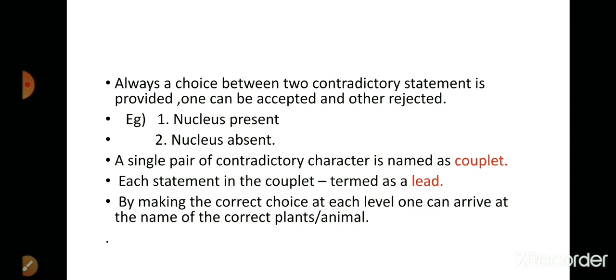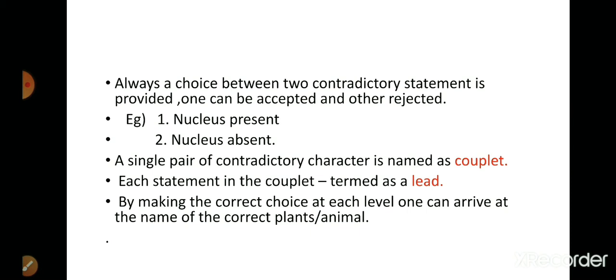Talking about the taxonomic key, there is always a choice between two contradictory statements. One is accepted and the other is rejected. If you find any unknown organism, by using the taxonomic key we can identify it. In a taxonomic key we have a series of questions or contradictory, that is opposite, statements. One is accepted and one is rejected.